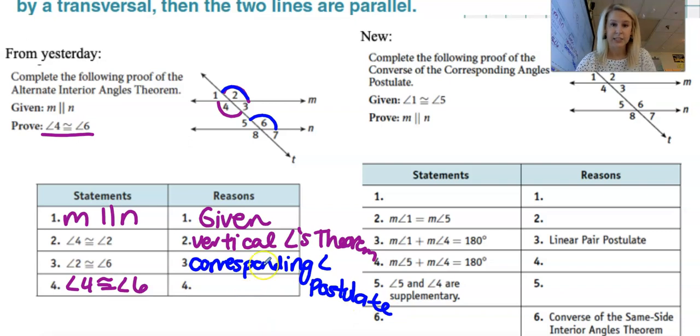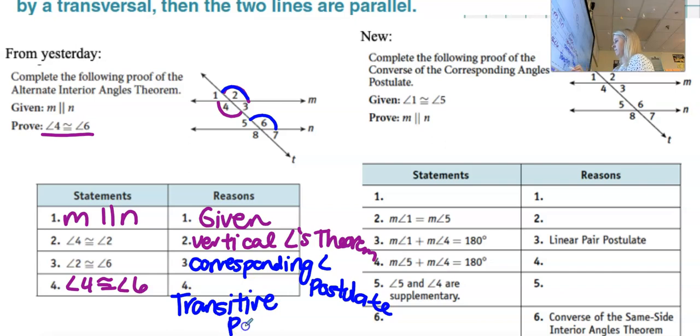And then last but not least, 4 and 6 are alternate interior angles, but the reason they are congruent, I've got to put all this together. So it says if 4 is congruent to 2 and 2 is congruent to 6, then 4 is congruent to 6. So that's kind of the transitive property. Okay, so that is what we learned in our previous lesson.